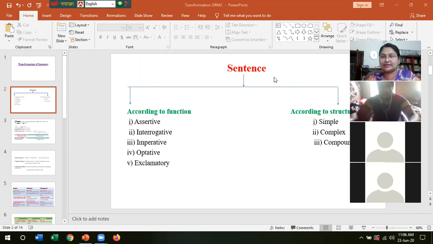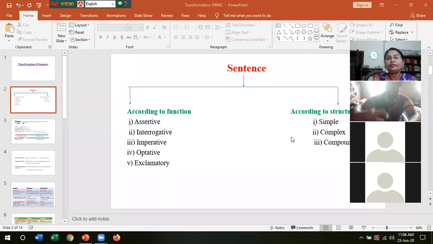Then the last one, exclamatory sentence. Exclamatory sentence is exclamation, when we become surprised, when we become astonished at something. How beautiful the weather is, how dangerous coronavirus is, what a terrible scene it is. All these are examples of exclamatory sentences.